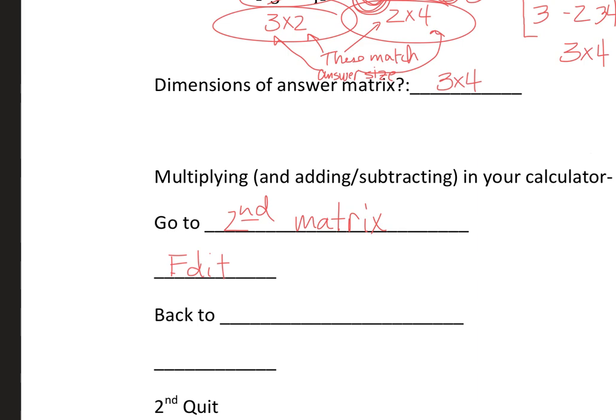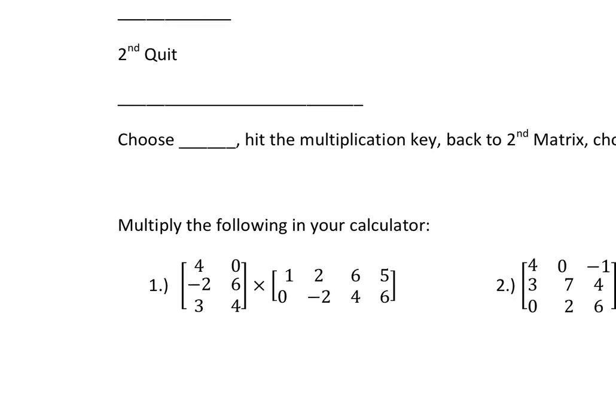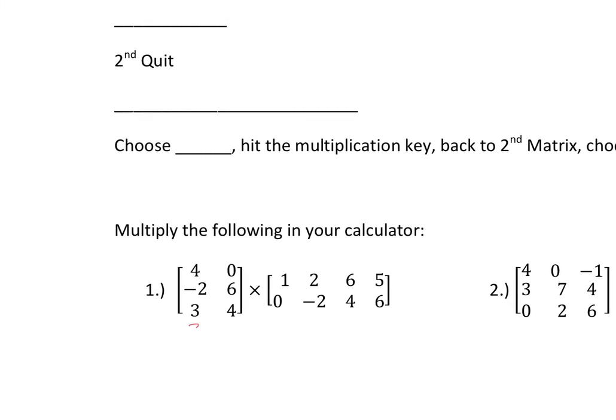So I'm going to choose matrix A first. Go ahead and hit enter on matrix A. Make sure you're in the edit menu. And what was our matrix size? Well, we could look either down here or up there. The first size is a 3x2. The second one's a 2x4. So let's make matrix A the 3x2.